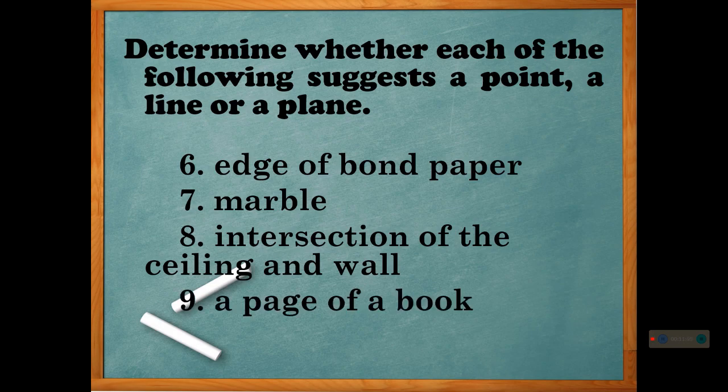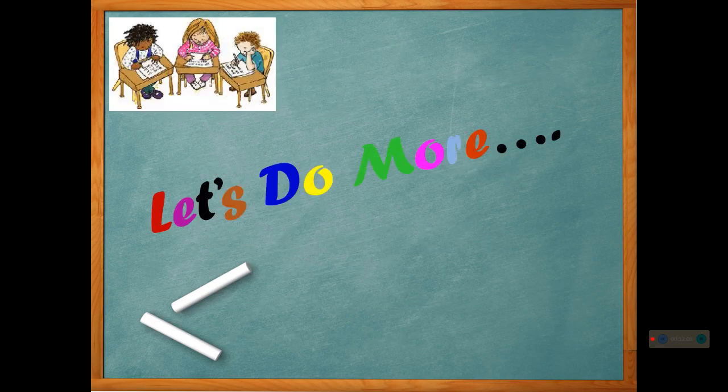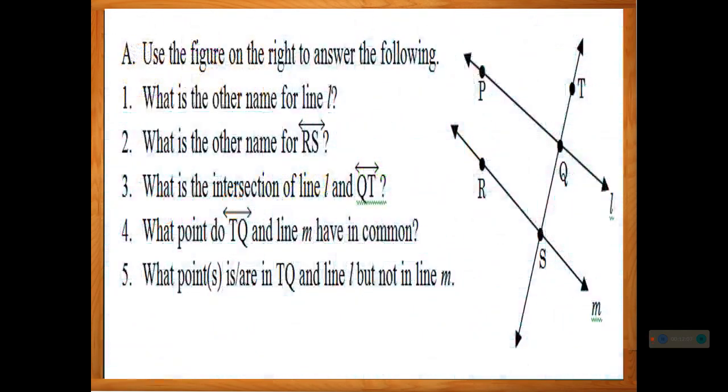How about a page of a book? That's correct. It is a plane. How about a curtain rod? It is correct. It is a line. Okay, any questions so far? So if you don't have, let's have another. So let's do more with this activity.